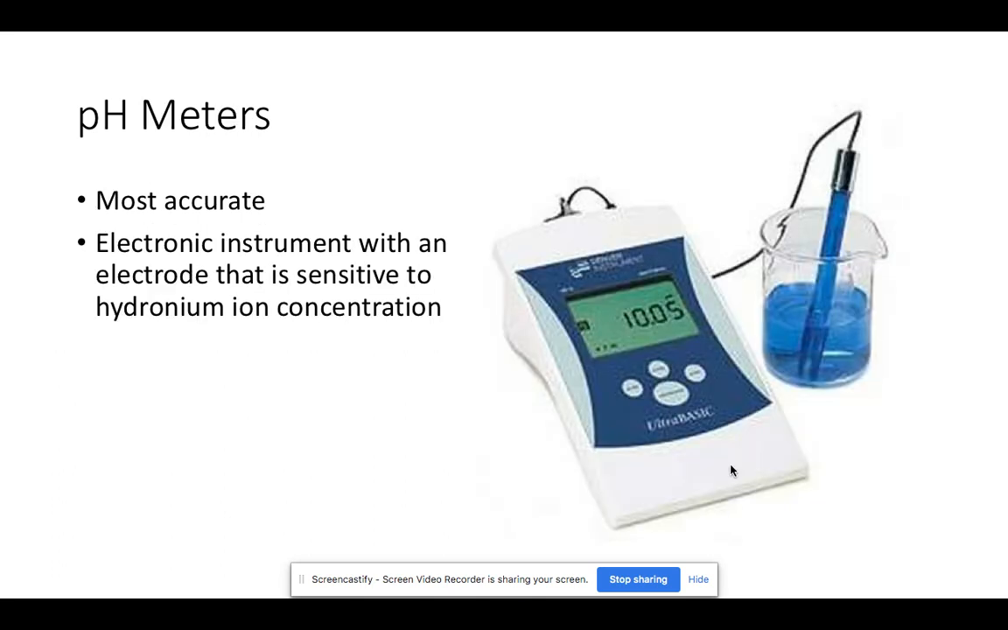pH meters are the most accurate way to measure pH. It is an electronic instrument with an electrode that is sensitive to hydronium ion concentration. So it's looking for those H's in our solution.